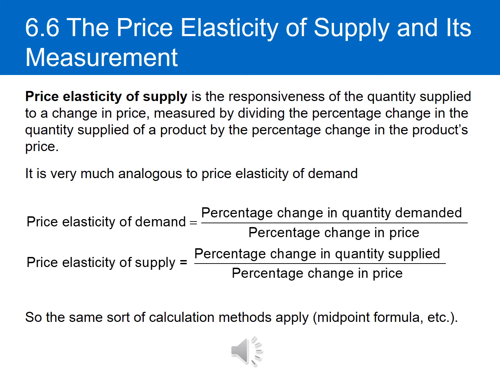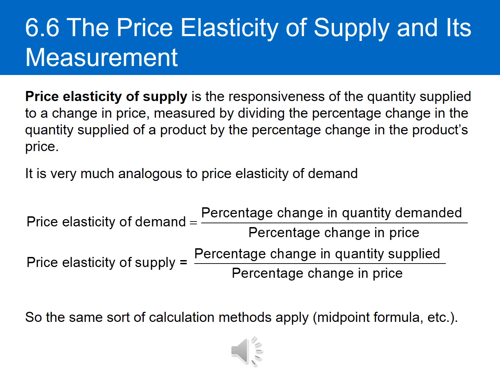In this section, we're going to go over the price elasticity of supply and how to measure it. Price elasticity of supply is the responsiveness of the quantity supplied to a change in price. So it's going to be measured very similar to how we did the price elasticity of demand. We're going to measure it by dividing the percentage change in the quantity supplied by the percentage change in the product's price. So again, this is very similar to price elasticity of demand.